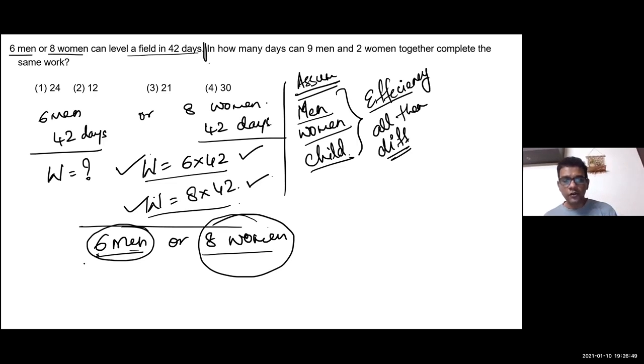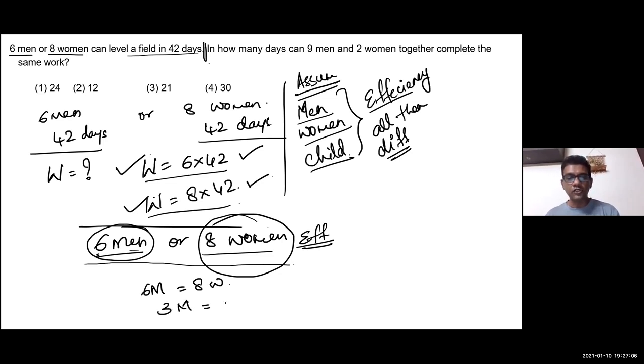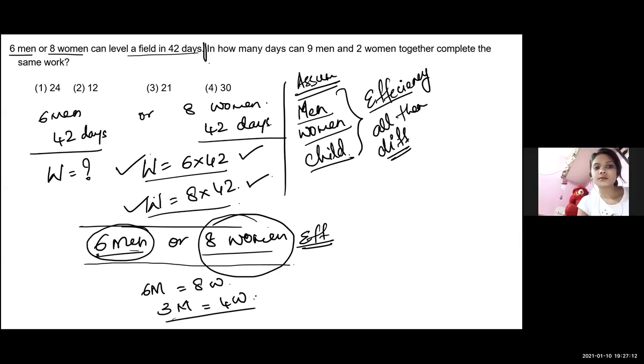So now I will go into further detail. If 6 men is equal to 8 women in terms of efficiency, which is what I am talking about, then can I say 3 men is also equal to 4 women? Can this be said? Yes, sir.